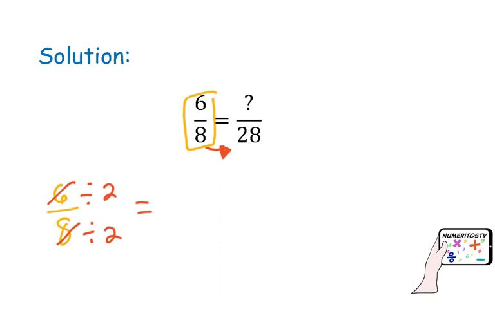6 divided by 2, that will be 3. 8 divided by 2, that will be 4. So I am going to substitute 3/4 instead of 6/8 because they are equivalent. I can do that.